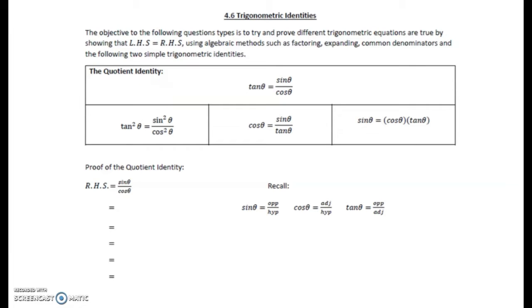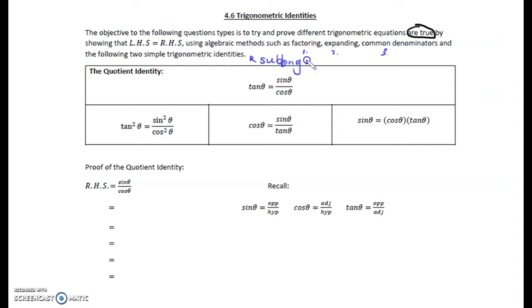Hey, 4.6 trigonometric identities. The objective of the following question types is to try and prove that different trigonometric equations are true. We do this by showing that the left-hand side equals the right-hand side, using algebraic methods such as factoring, expanding, using common denominators, and then in the following two simple trigonometric identities. So this is like substituting them in.